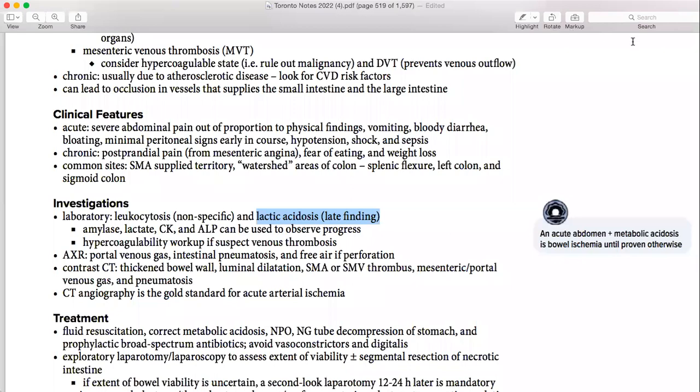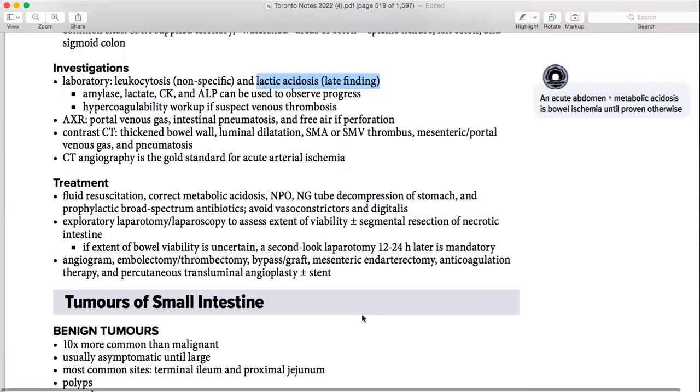Then abdominal pain and metabolic acidosis is bowel ischemia. Treatment is fluid resuscitation, correcting metabolic acidosis, NPO, NG tube, and prophylactic antibiotics, because here sepsis could be one of the causes, so you need to give them. Then avoid vasoconstrictors. If you give vasoconstriction, obstruction has already happened. Now you are doing constriction. You are putting the patient's life at risk. It is like killing the patient. Okay, so you cannot give that.